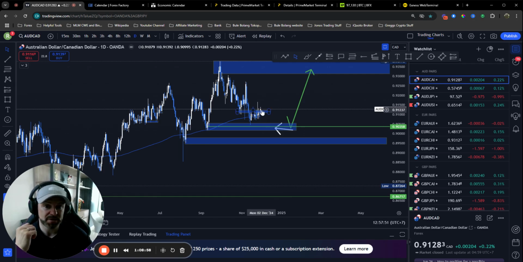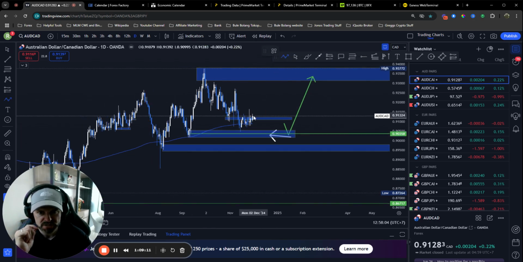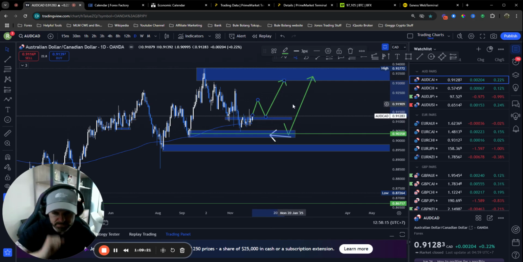Initially for the pullback, it may just take off from here, in which case you want to see the break above. You don't want to be entering here, right? You want to really see this come down and retest this zone. That'd be perfect. If it doesn't, what you're then looking for is a clear break above. This previous resistance becomes the new support. Bang, bang, and away you go. You could enter buys here, okay?